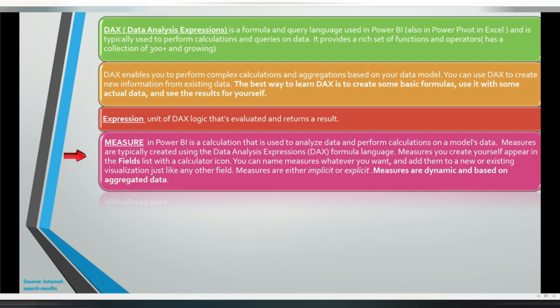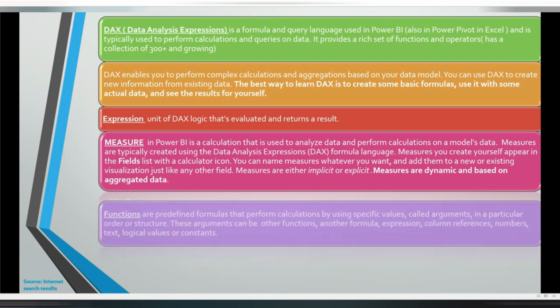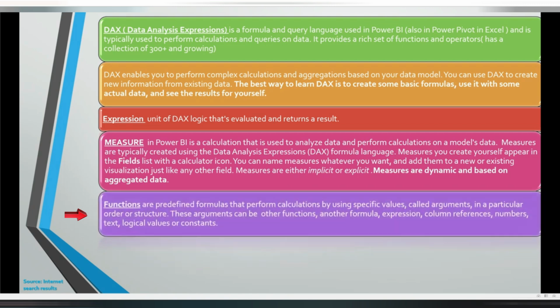Measures are implicit or explicit. You can use the DAX language to create measures, and Power BI Desktop will identify based on the field whether it is implicit, and then it will create certain implicit measures for you. If you create any measures yourself, those are explicit. So they are dynamic measures, right?